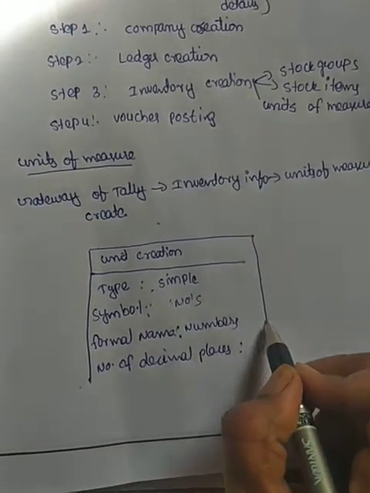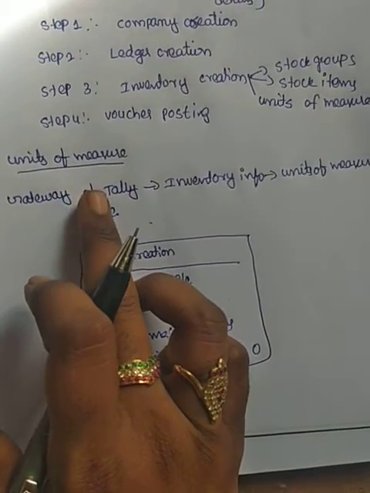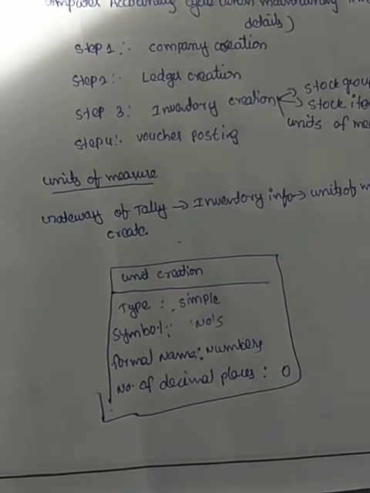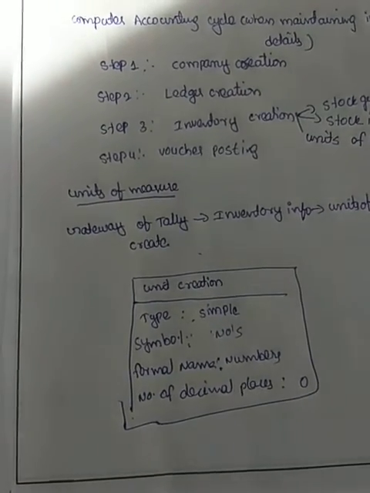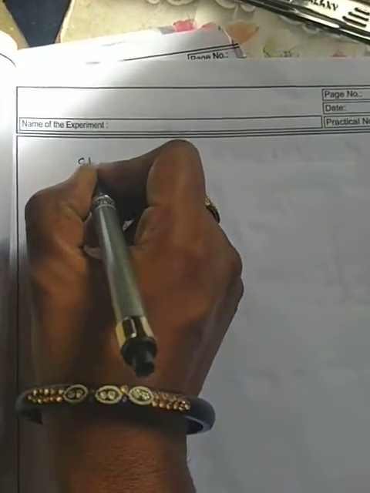Here this is the window. We have to create first the units of measure creation screen. Here always you give the number of decimal places as 0. Next you have to create the stock groups. Stock group creation.